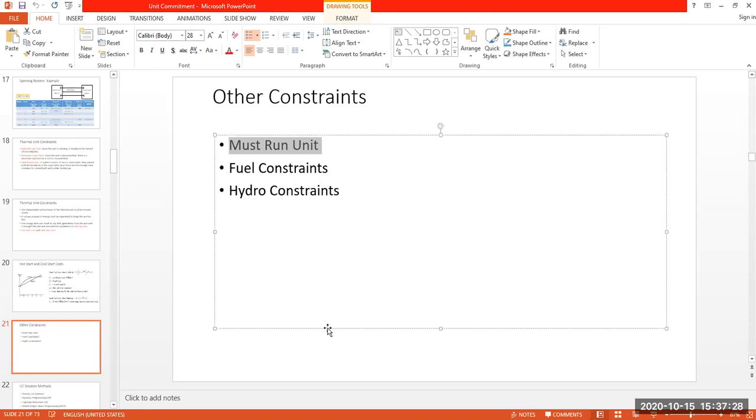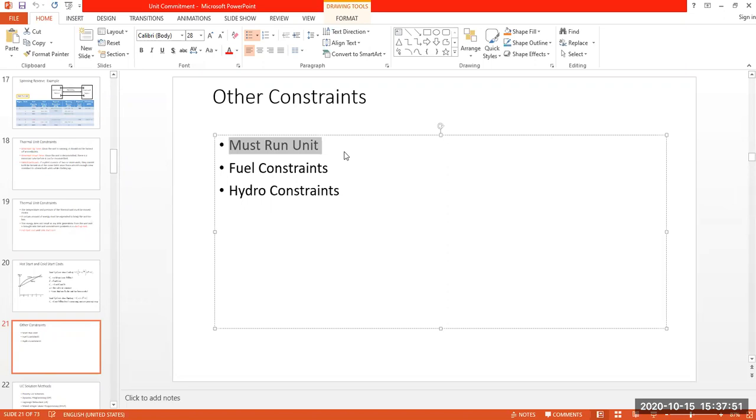What is a must run unit? Sir, you had some contract, so you have to supply the steam. You have to produce the steam for your own power generation, plus the generation you want to help them, of course, at the expense of their money, so they will pay you. So you're actually selling the steam. Okay, so you have to produce the steam at that time.